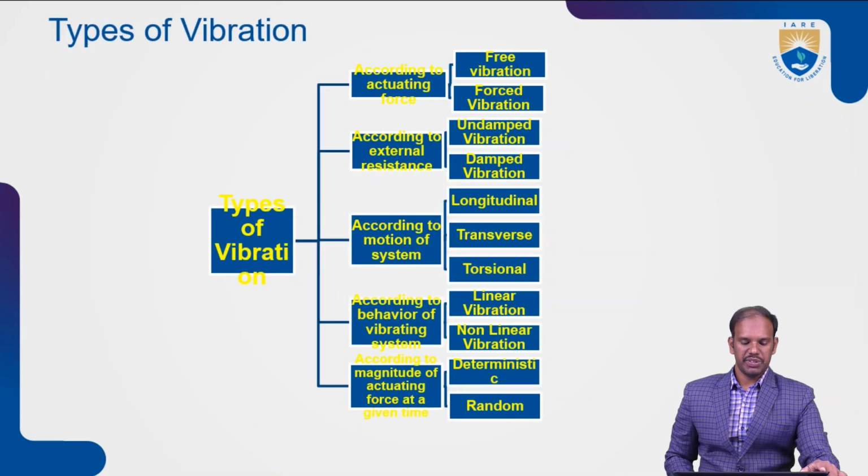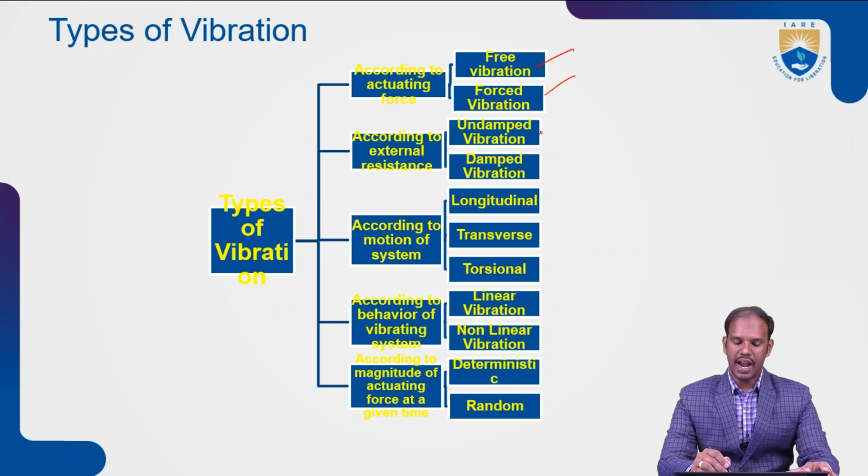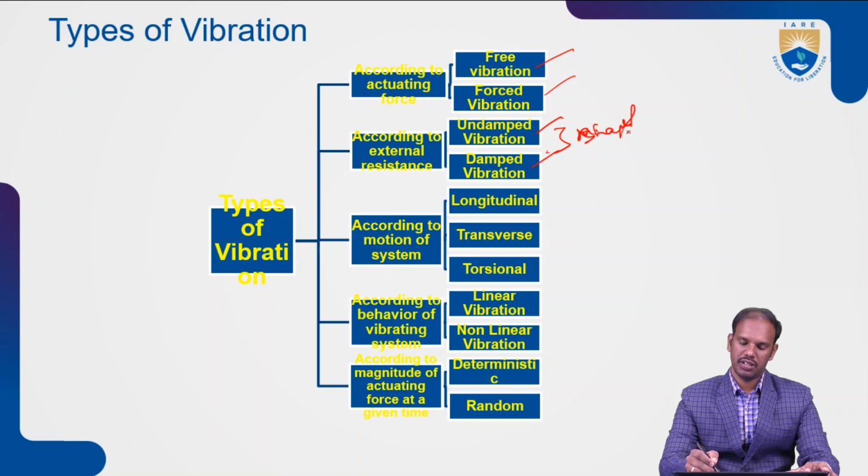So what are the types of vibration? According to the actuating force, there is free vibration and forced vibration. According to the resistance, there are undamped vibrations and damped vibrations. We are going to see damped and undamped vibrations in this chapter, and discuss the undamped and damped system in detail.